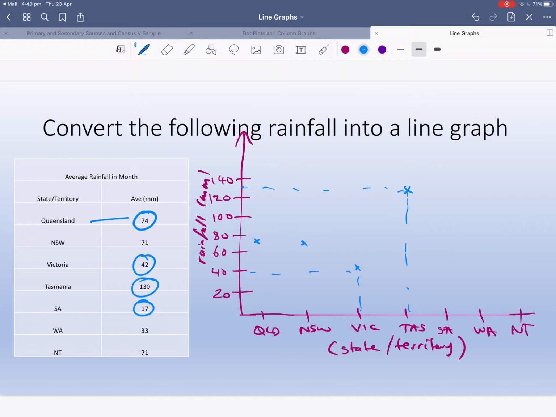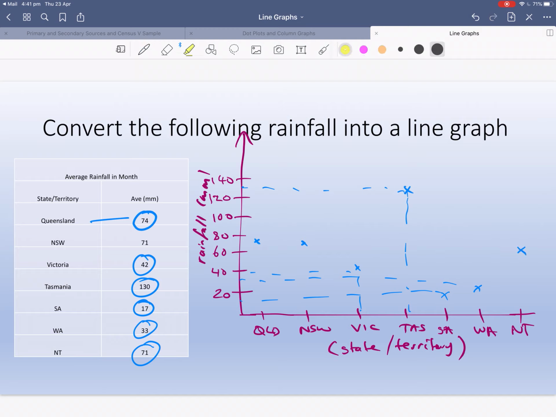And then South Australia has 17, so that's pretty low. So it's just a bit under 20, so you'll probably have to go here. So I'm going to do that. WA had 33, so that's almost halfway between 20 and 30, so I'm going to go here. And Northern Territory has 71, which will be the same as New South Wales, which is there. So I'm going to try and make it the same bit there.